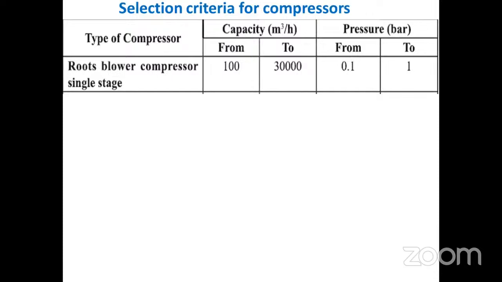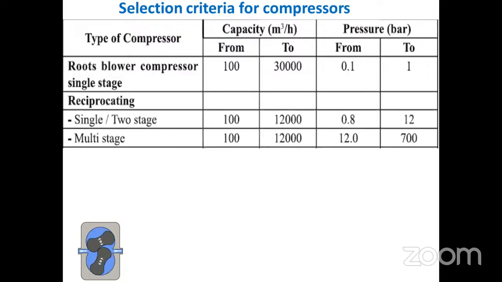Selection criteria for compressors. When the capacity required is 100 to 10,000, forced flow is used, and the pressure developed is very low. Once again, I'm adding the animation. Force blower. The second one is reciprocating. Capacity is still lower. Pressure is up to 12 for single stage and up to 700 for multi-stage. Out of all, the Roots blower is developing the lowest pressure.